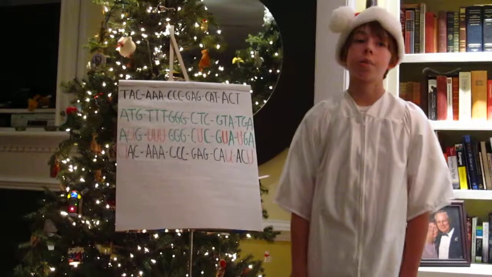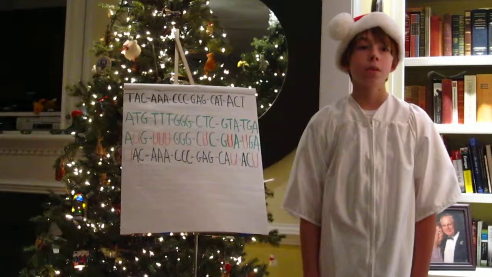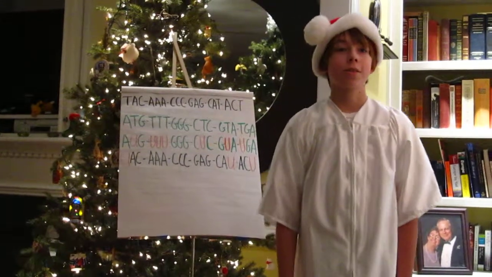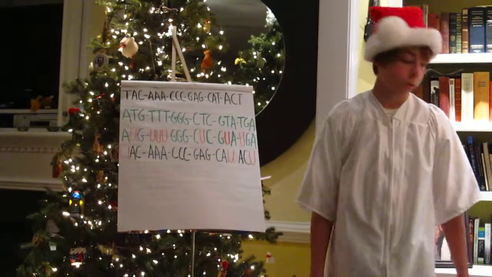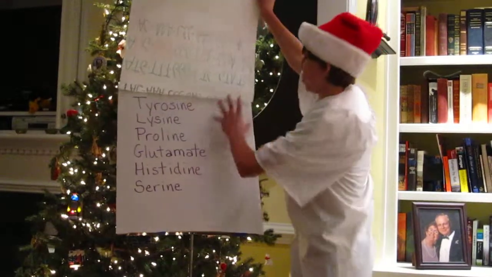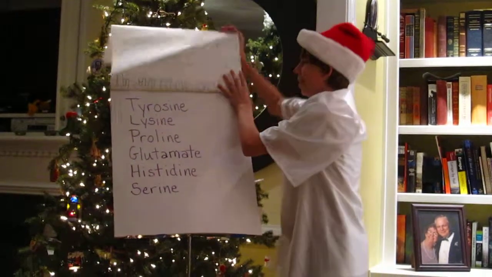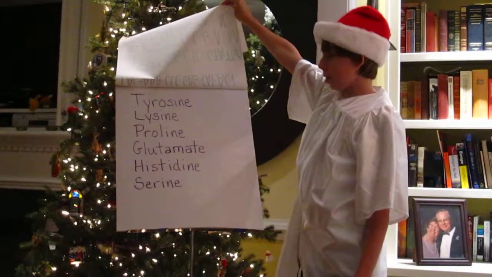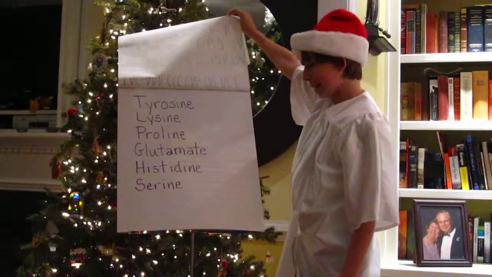The next thing I'm going to talk about is transfer RNA triplets or anticodons. tRNA functions to transport amino acids to the ribosomes during protein synthesis. This is when transcription occurs. Translation occurs. The amino acids formed are tyrosine, lysine, proline, glutamate, histidine, and serine.